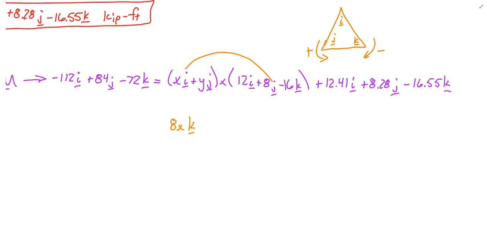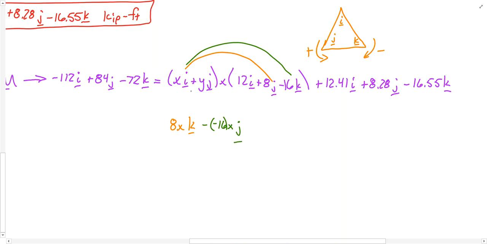All right. The next one is the i cross k component. i crossed with k is a negative j. So we have a minus 16x, and then it's a negative j. Then we have the j crossed with i term. So that is a 12 and a y, and j cross i is a minus k. I have the j cross j, which is nothing, and then I have the j cross k term. So that's a minus 16y, and j cross k is a positive i.